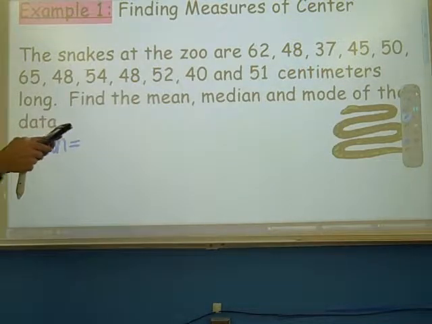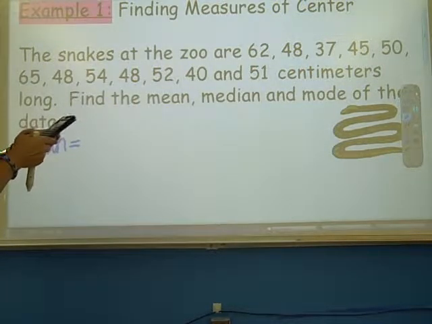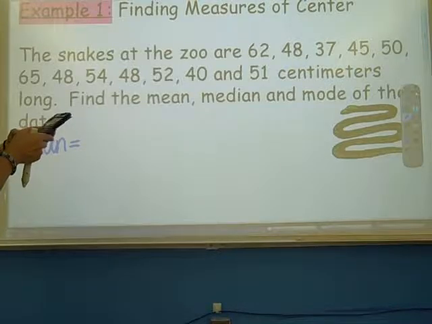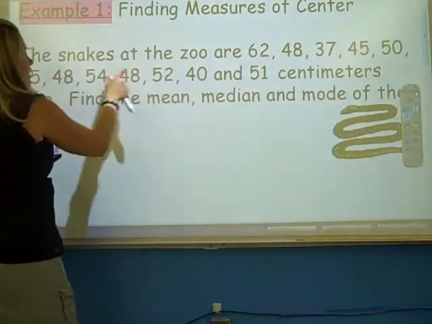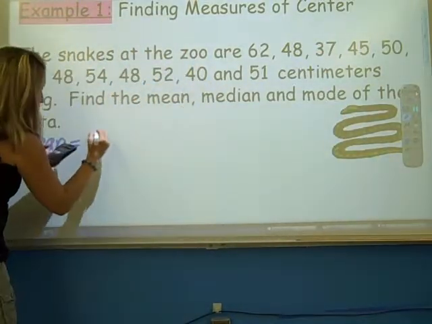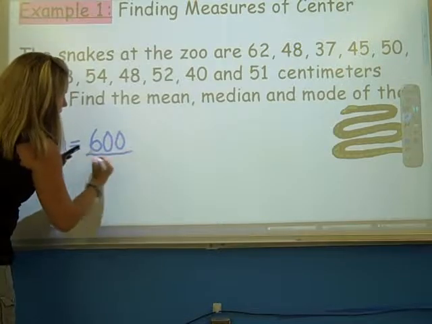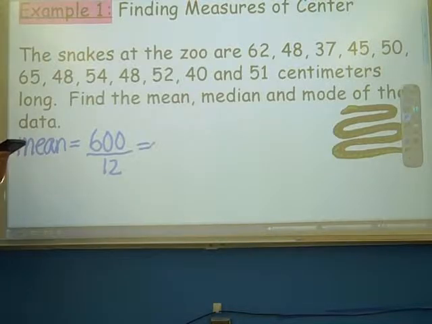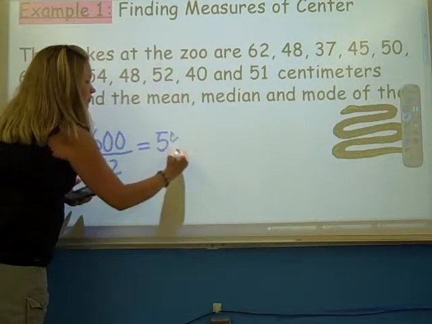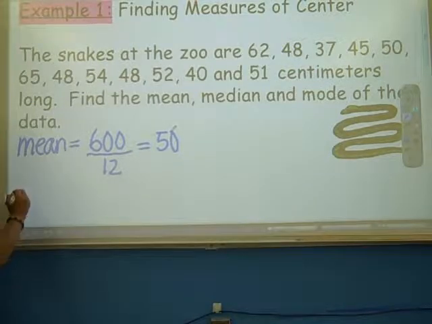So I have 62 plus 48 plus 37 plus 50 plus 65 plus 48 plus 54 plus 52 plus 40 plus 51. Okay, and I have 1, 2, 3, 4, 5, 6, 7, 8, 9, 10, 11, 12. The sum was 600 out of 12 items. This is the work I need to see from you. Divide by 12, I get 50. That's your mean.